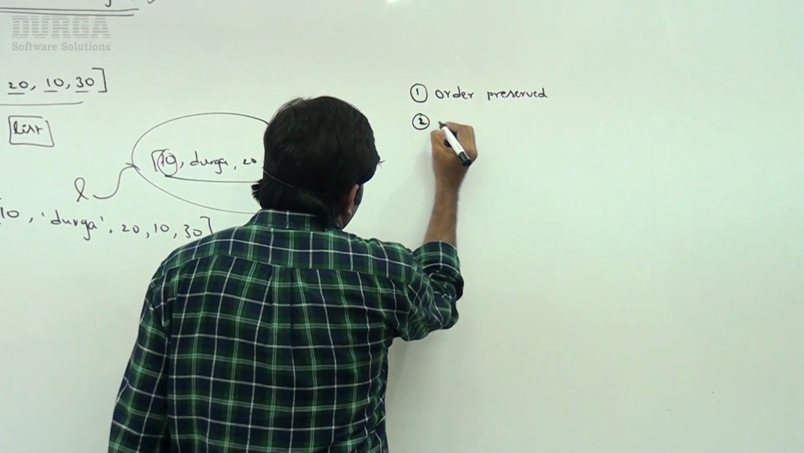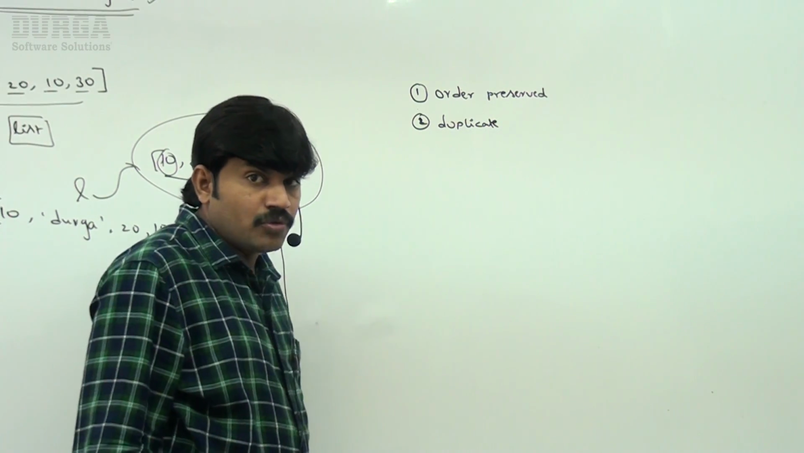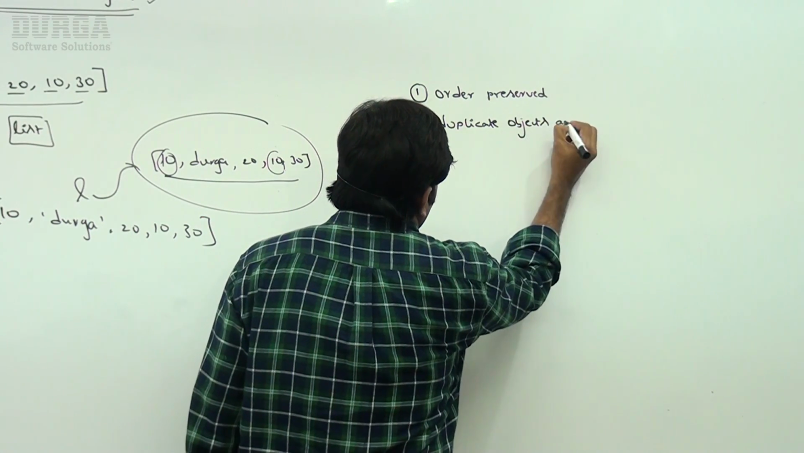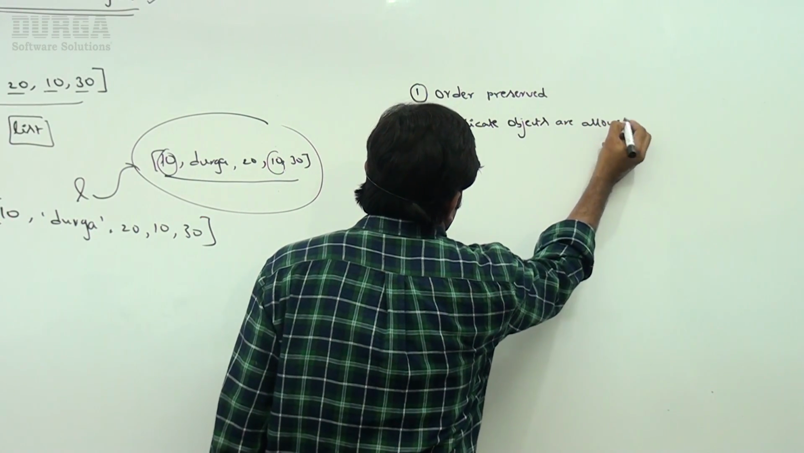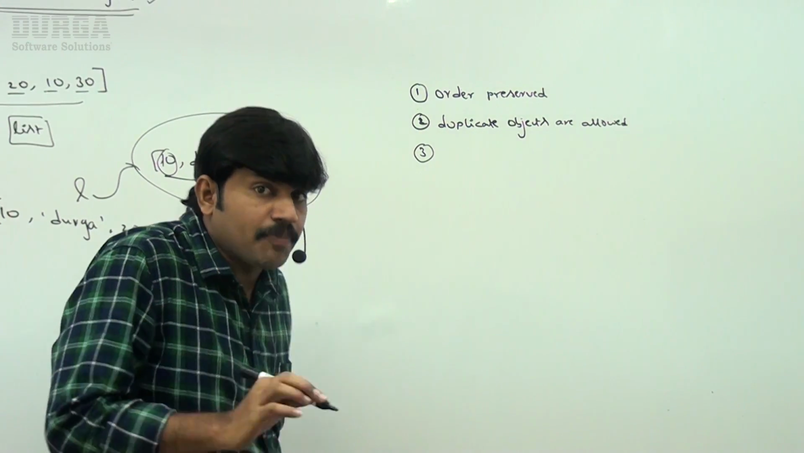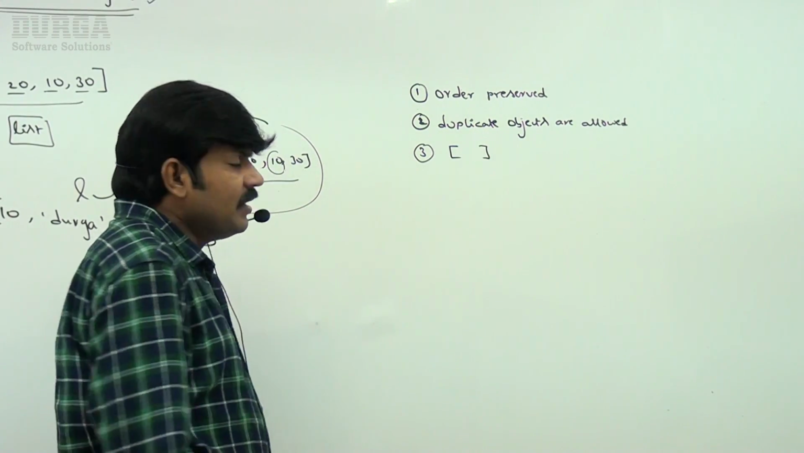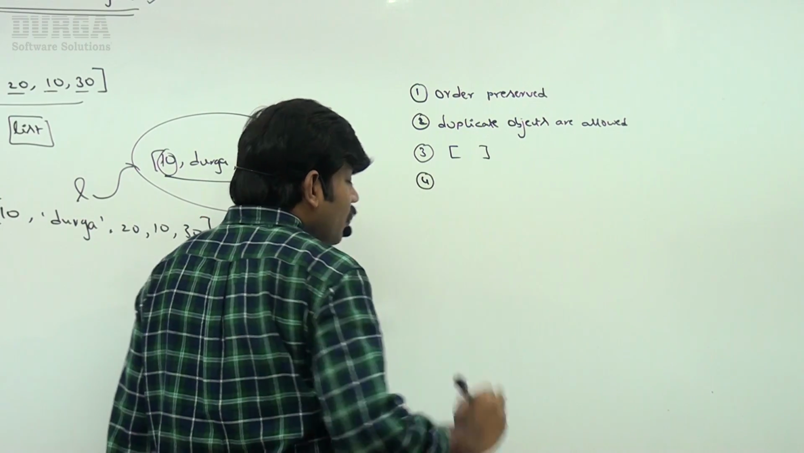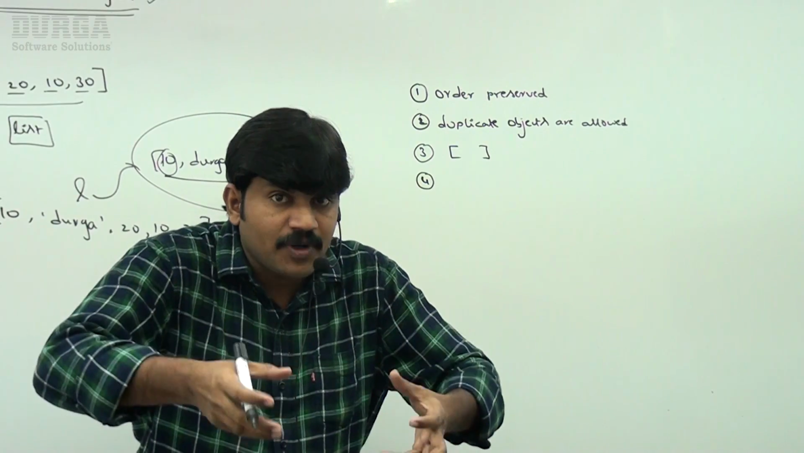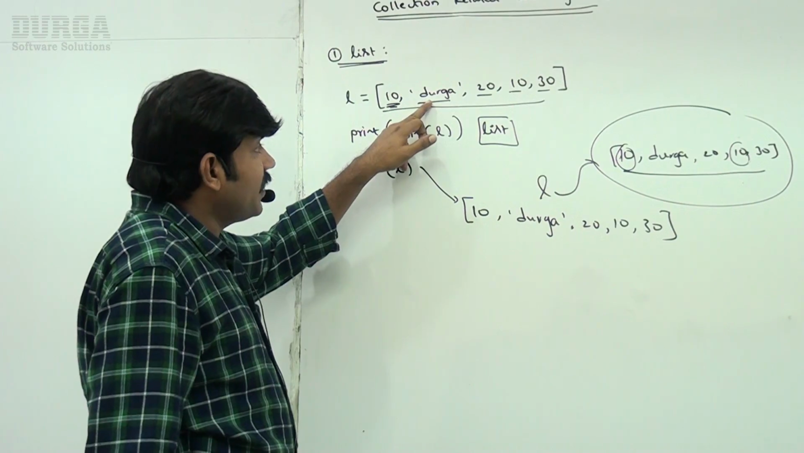Duplicates are allowed or not allowed? Can you please spell out? 10, how many times did I take? 2 times. That's why duplicate objects are allowed. Next, the values should be represented within square bracket representation. Well, next, do you know whether heterogeneous objects are allowed or not? Heterogeneous means different types of objects. If you observe, one is integer type, the second one is string type.